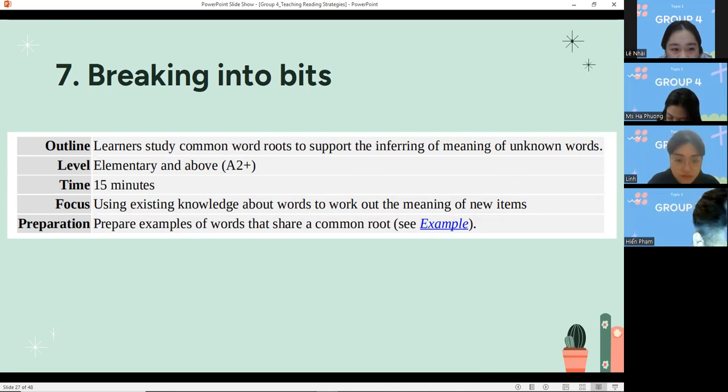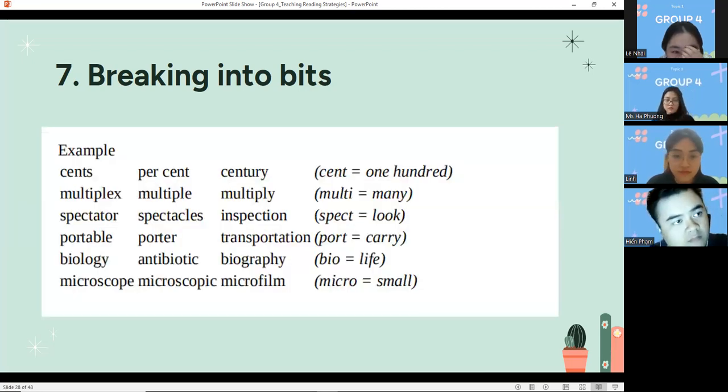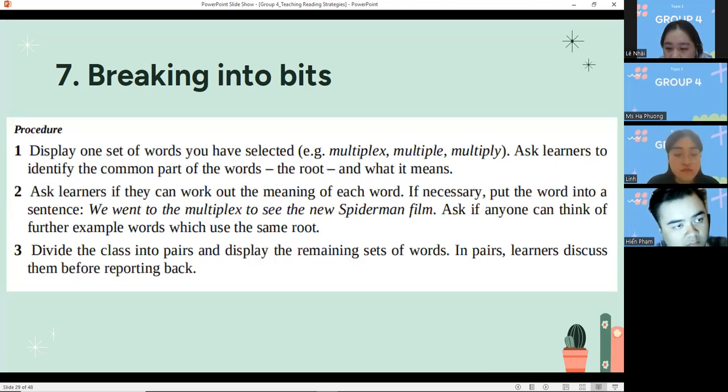So for the preparation, you have examples of words that share a common root, as you can see in the example. These words are sharing the same common root. And a key strategy in inferring the meanings of words is to break the words down into constituent parts, into morphemes, looking for what's familiar and making inferences based on that information. So if the learners are familiar with the word parts, their vocabulary will grow and make this process easier.